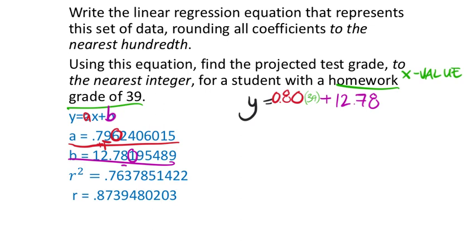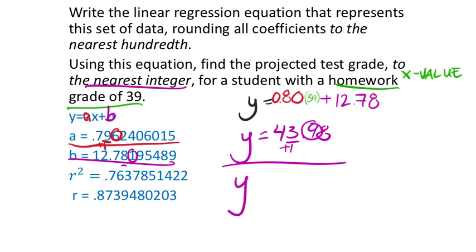Well, to solve this, I just put it directly into the calculator. So I just push 0.80 times 39 plus 12.78. My calculator is going to give me this decimal value of 43.98. That would be the test score that I would expect. But it also says to round to the nearest integer, so that would be the ones place value. The 9 is going to add 1 to the 3, and my new y value expected, 3 plus 1 is 4, so 44. That would be the test grade that I would expect from someone who has a 39 homework grade.